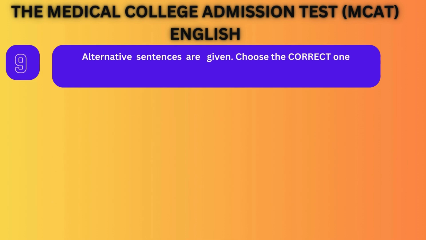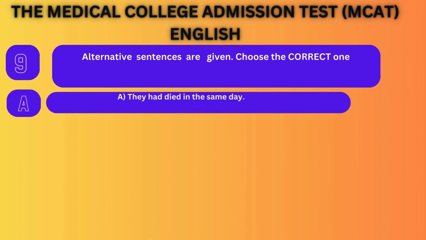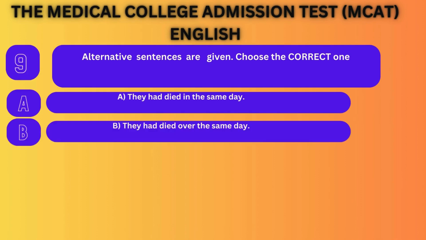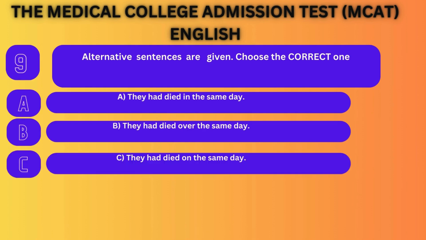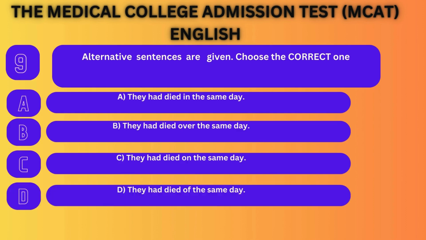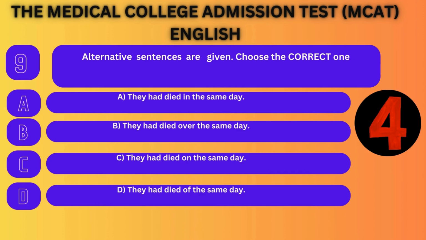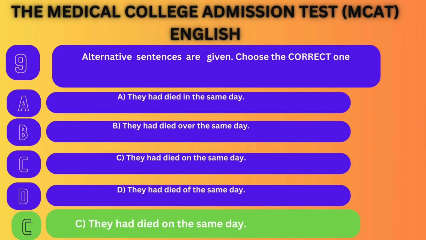Question number 9. Alternative sentences are given. Choose the correct one. Option A. They had died in the same day. Option B. They had died over the same day. Option C. They had died on the same day. Option D. They had died of the same day. Correct answer is C.